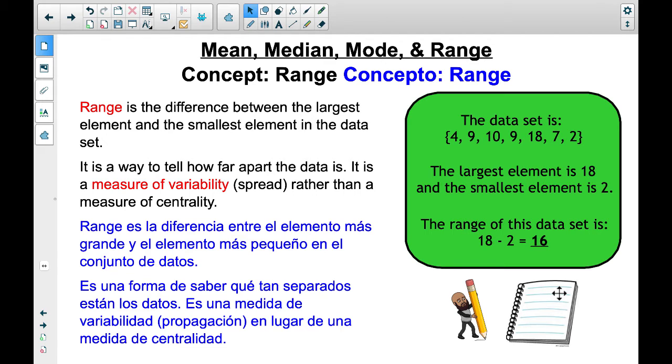Range is the difference between the largest element and the smallest element, or largest number and smallest number. It is a way to tell how far apart the data is. It is a measure of variability, which is spread, not a measure of centrality, as I just said. So if we have this data set here, I'm looking over here at green. First thing I'm doing is identifying my greatest value, which is 18. Next thing I'm doing is identifying my smallest value, which is 2. I find the difference of those two numbers, which means I subtract, and 18 minus 2 is 16. So the range of this data set is 16.